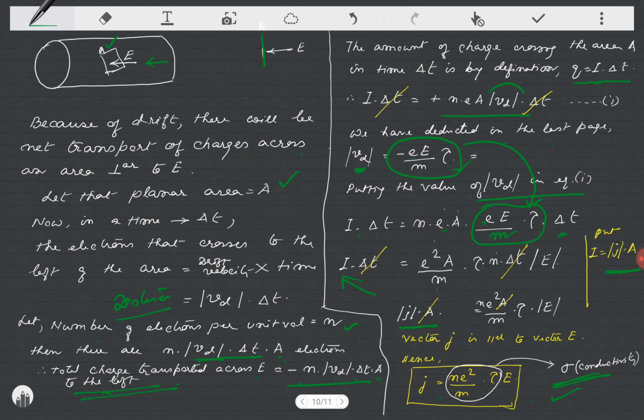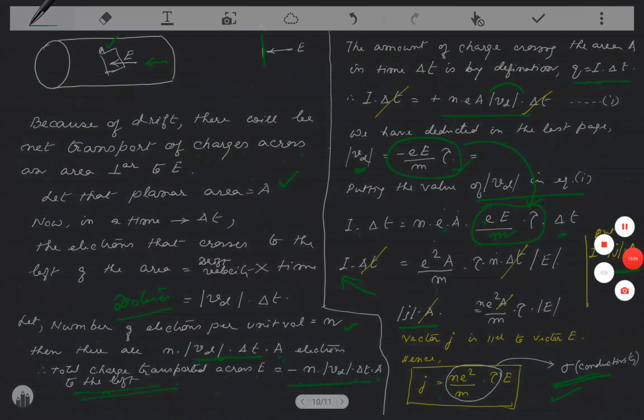So thank you. Next we will study mobility and we will study the limitations of Ohm's law. Up to this we have studied Ohm's law. So bye, have a great time.